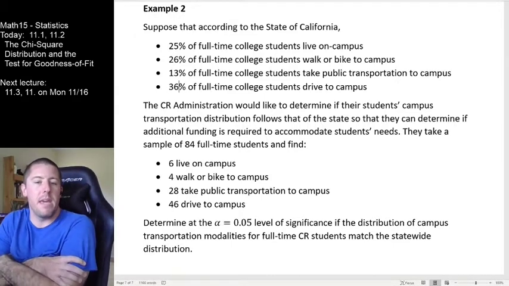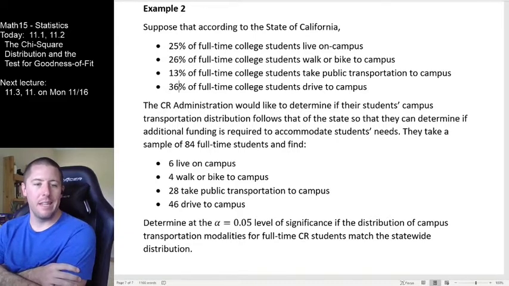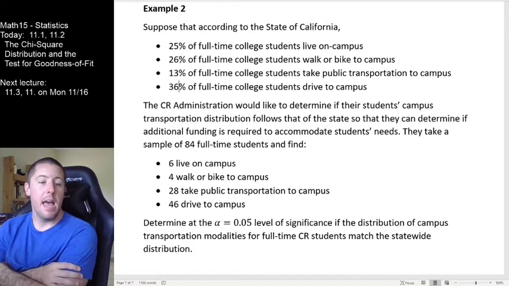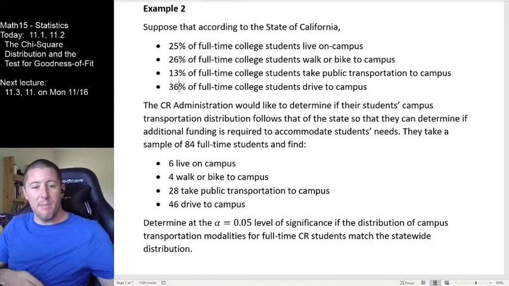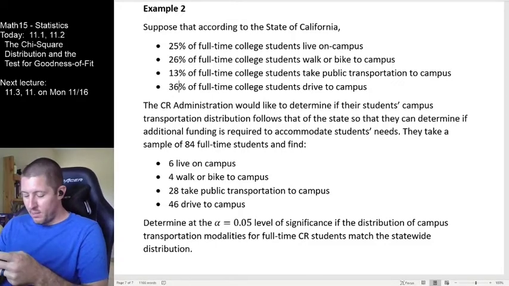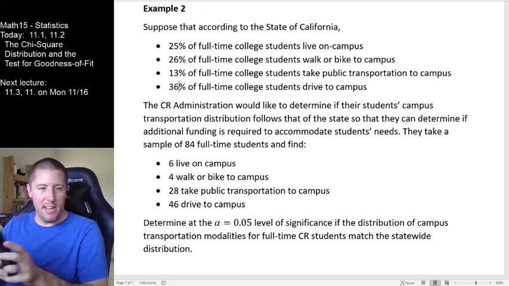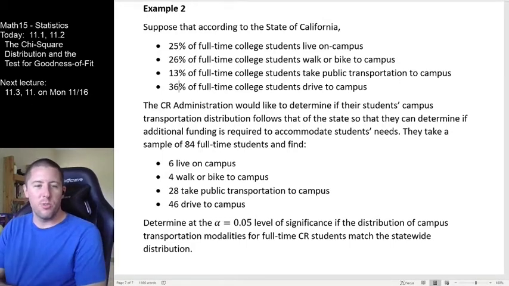So our question might be, do CR students get to school following the same distribution of transportation modalities as people across the state in general? So what CR is going to do is take a random sample. It looks like here it is 84 students. I better double check myself again. 6 plus 4 plus 28 plus 46. Yes, they sampled 84 students, so 84 CR students were sampled.